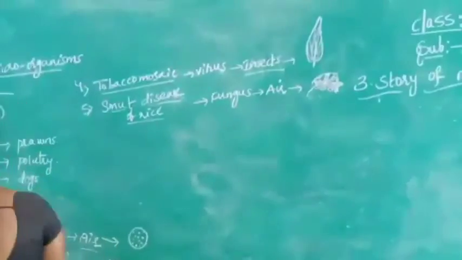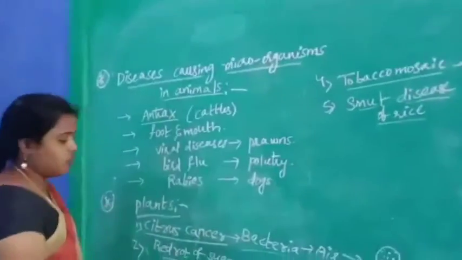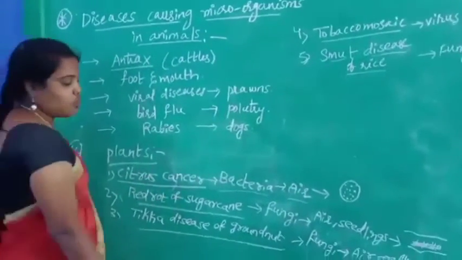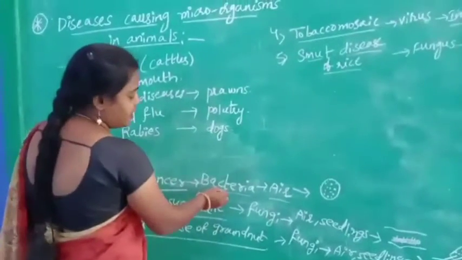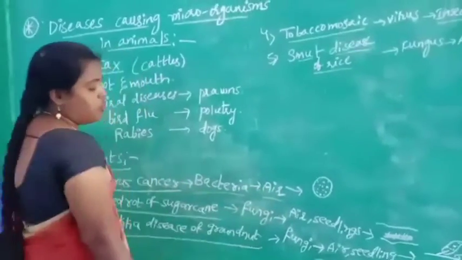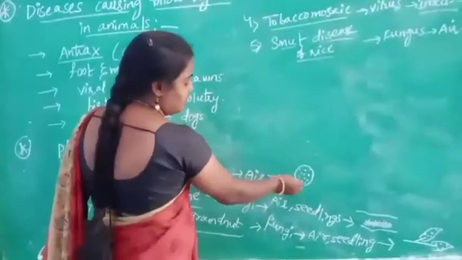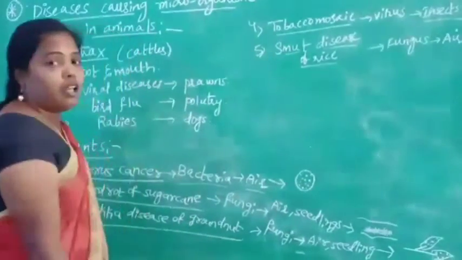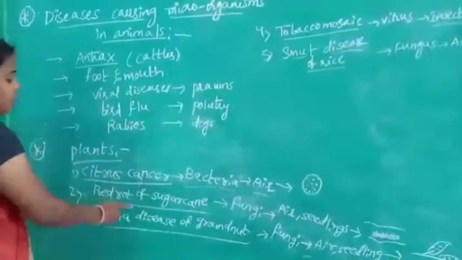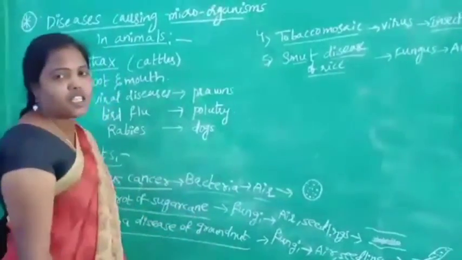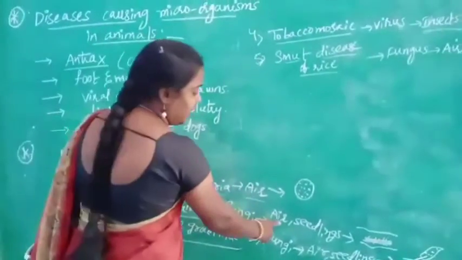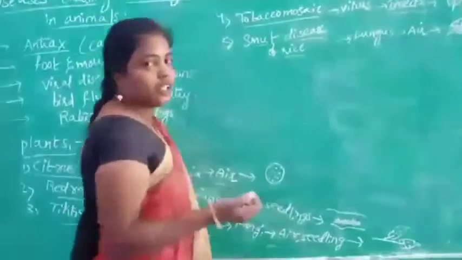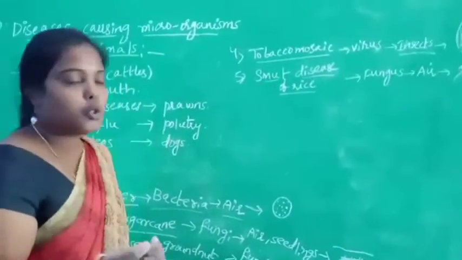Okay, children, this is about what plant diseases are. Citrus canker is a disease caused by bacteria, which is transmitted through air. This disease causes red or brown dot-like structures on the lemon. Next, red rot of sugarcane. This disease is transmitted through air and seedlings, and it is caused by fungi. You can observe red color lines appearing on the sugarcane.